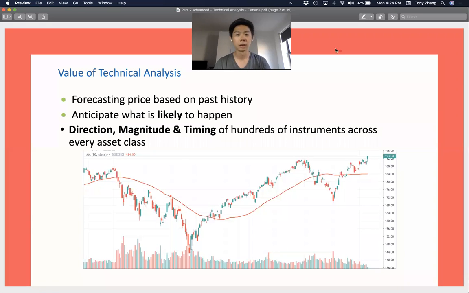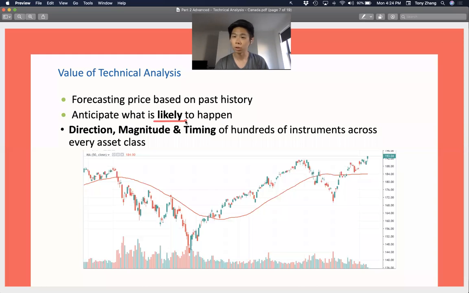And the key word here is what is likely going to happen, not what is going to happen. No one has a crystal ball, but we can use statistics and probability to give us a sense for when something has happened in the past, what percentage of the time did it go higher? What percentage of the time did it go lower? And we'll use that probability edge to inform our decisions. And that's what technical traders do.